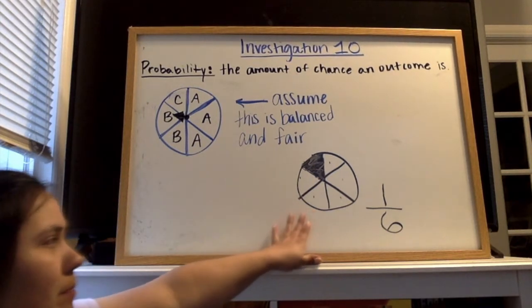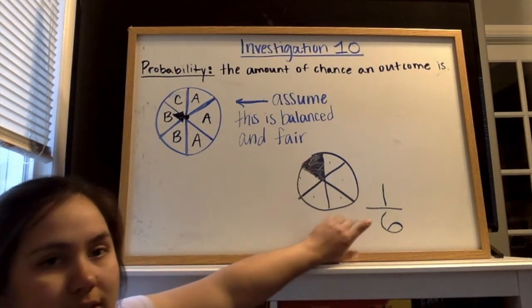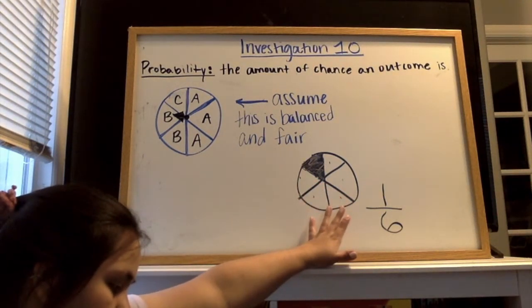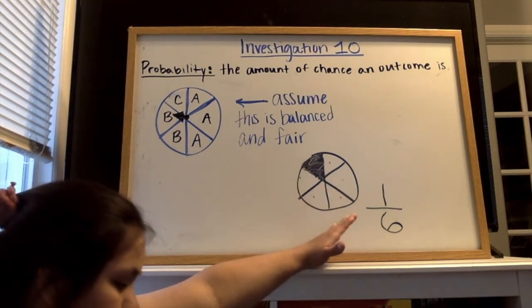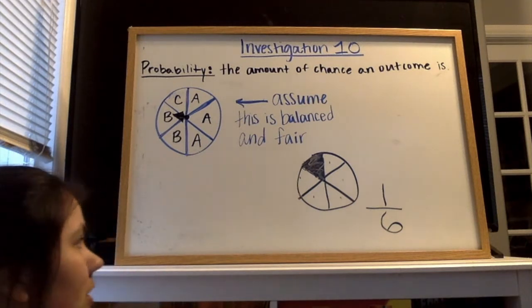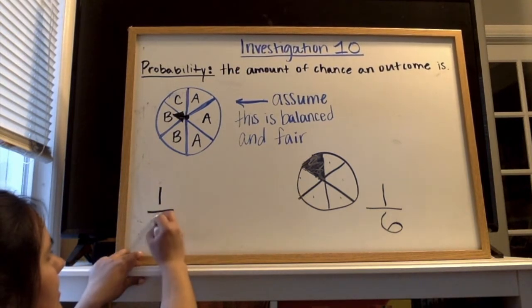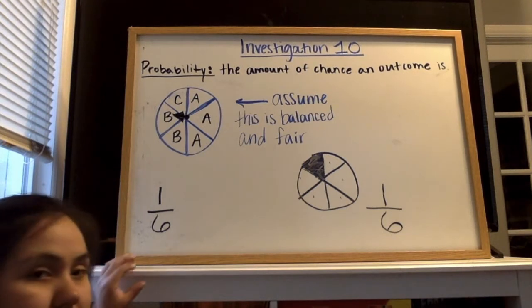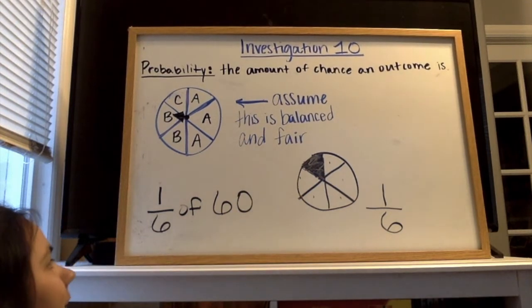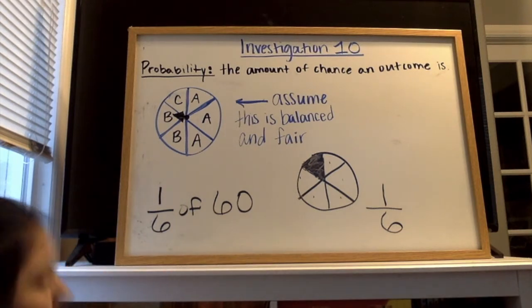We figured out that the probability of the spinner landing on the C is 1/6. So number 7 wants to know how many times we should expect the spinner to land on C if it spun 60 times. So in a perfect world, we would take the chance, or that probability, 1/6. We need to find 1/6 of our 60 spins. When we take a fraction of something, that means you need to divide. So we're going to take 60 divided by 6.